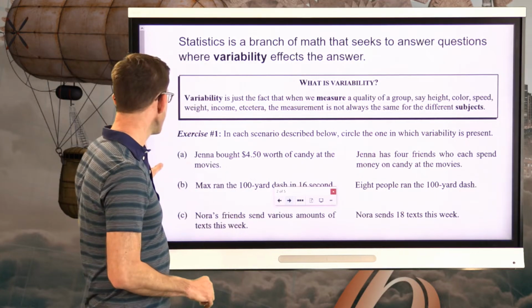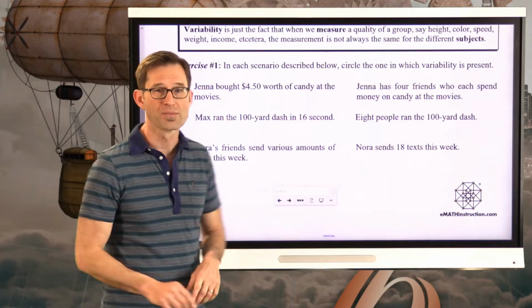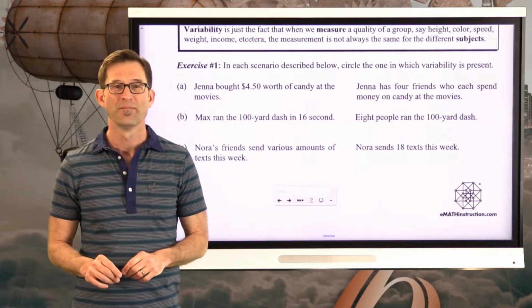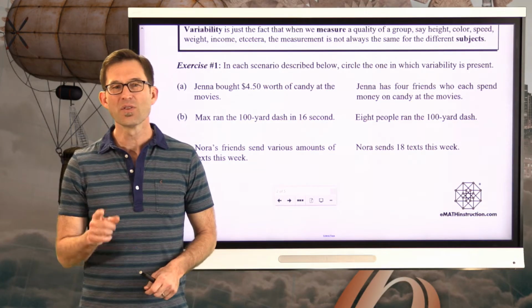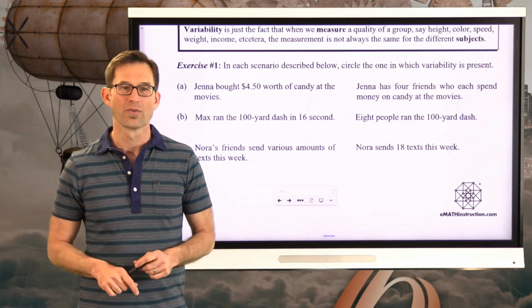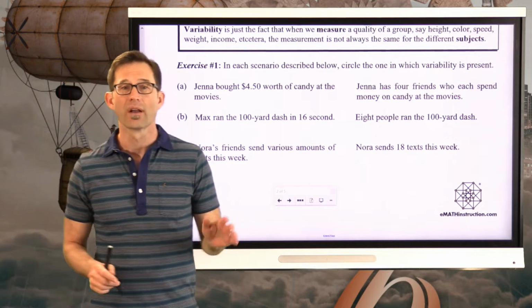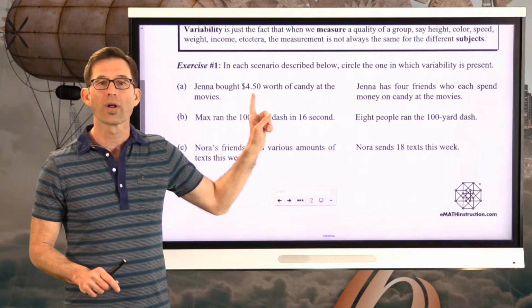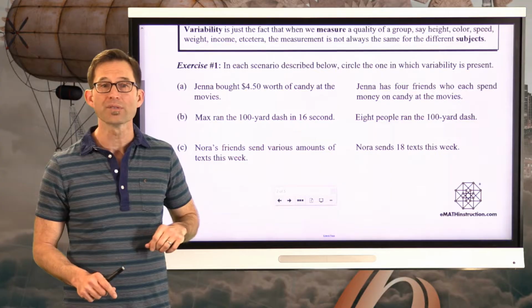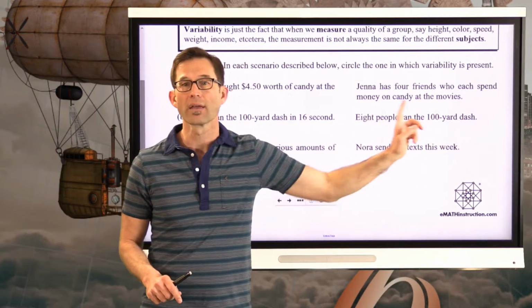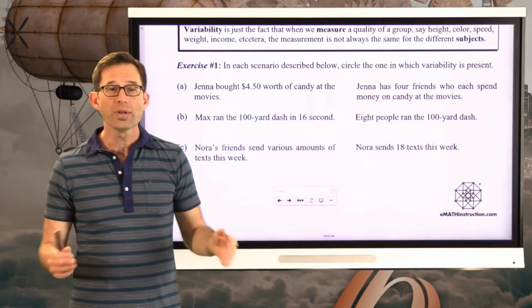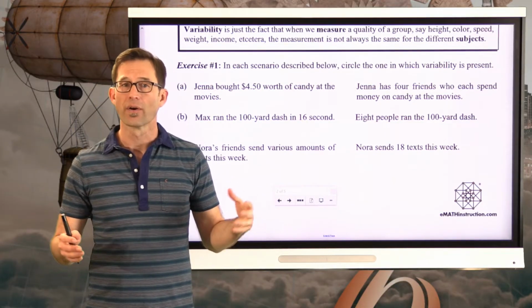So just to make sure that we can spot variability when it comes up, let's take a look at exercise number 1. In each scenario described below, circle the one in which variability is present. This is pretty easy. Let's do the first one together and then have you do B and C on your own. So in letter A, we've got two scenarios. The first one, Jenna bought $4.50 worth of candy at the movies. And the second, Jenna has 4 friends who each spend money on candy at the movies. In which of those two scenarios is there actually variability?